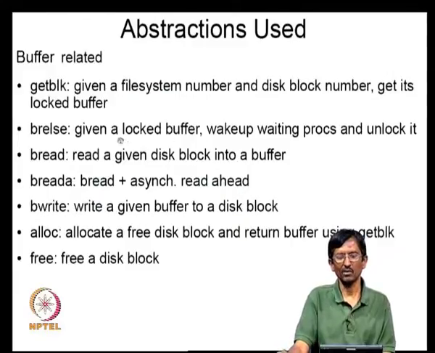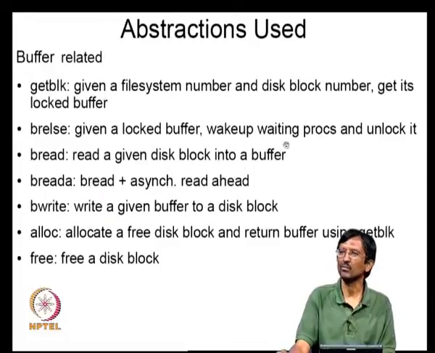At the same time, if you get a locked buffer, it might be possible that while you are writing it, other people are waiting for that. You got something from somewhere and updated it, but while that was going on, other people also wanted the same thing. So, they all will be waiting for it. As a part of its job, B release actually wakes up any process that is waiting for it, and unlocks it. So, this is a typical kind of usage.